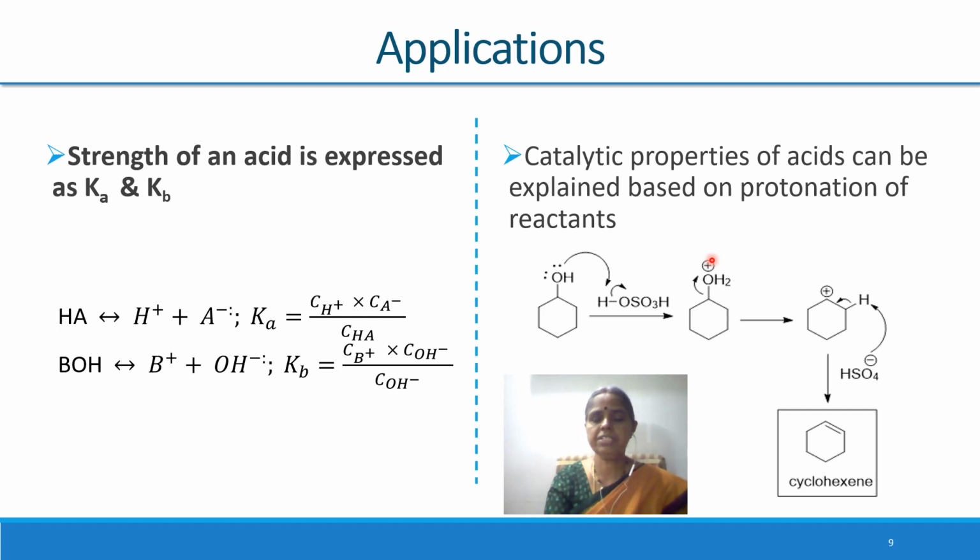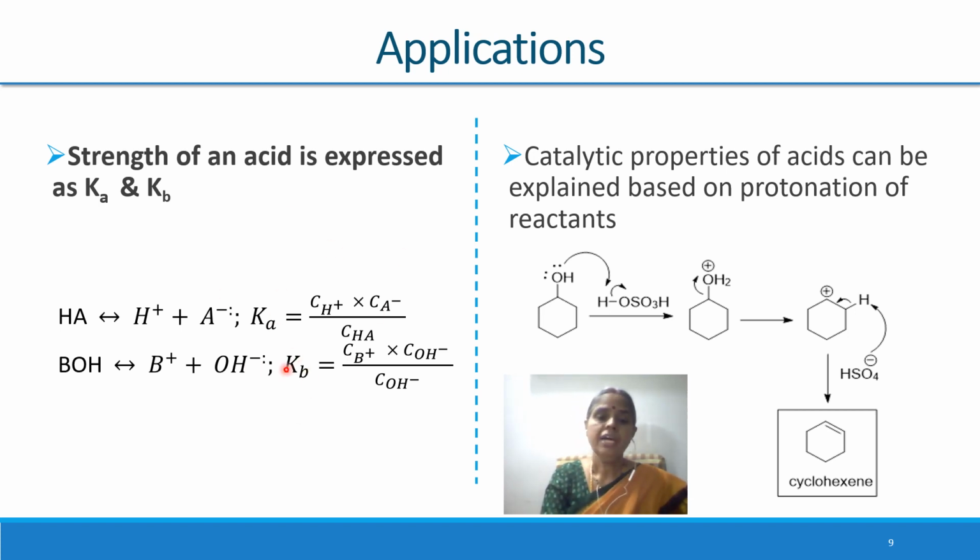Based on Arrhenius theory, the catalytic properties of acids can be explained. According to Arrhenius theory, acids contribute H plus ions. We can see in this particular reaction of cyclohexanol leading to the formation of cyclohexene, the H plus ion that is released by sulfuric acid is the catalyst. It protonates the OH and forms OH2 plus, which is released along with a proton from the alpha carbon atom so as to form the cyclohexene. So, catalytic properties of acids can be explained based on Arrhenius theory.